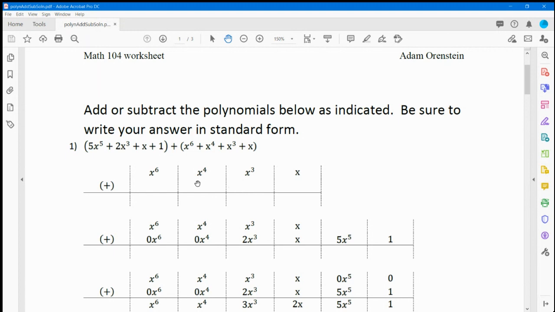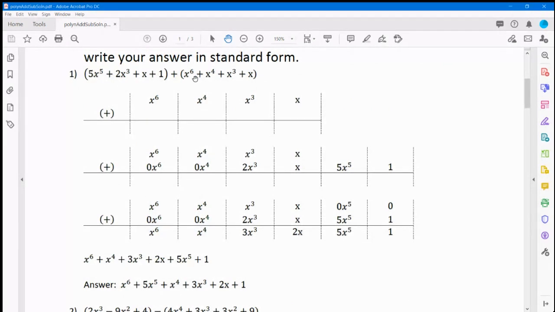So what do we do? Okay, so we have this polynomial as the one on top. Again, each term goes into its own column, as we've seen before. Now for the other polynomial, we want to put that below it. And again, only like terms can go in the same column.